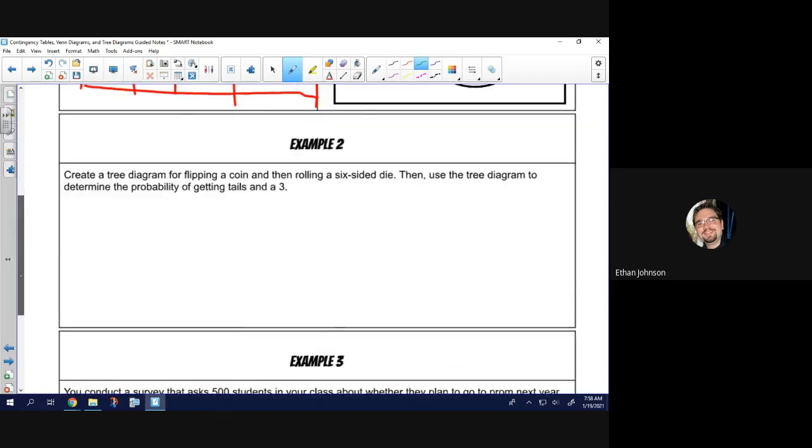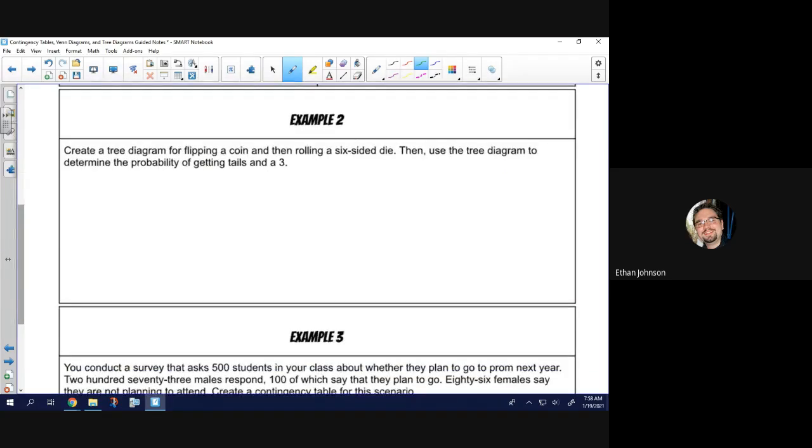Okay, let's look at example 2. Create a tree diagram for flipping a coin and then rolling a 6-sided die. Then we're going to use the tree diagram to determine the probability of getting a tails and a 3.